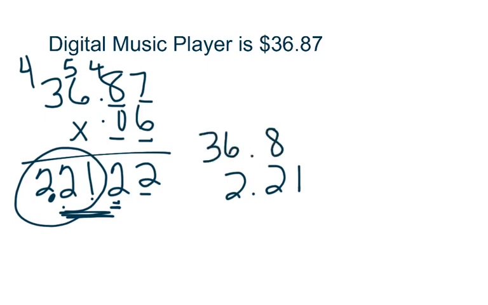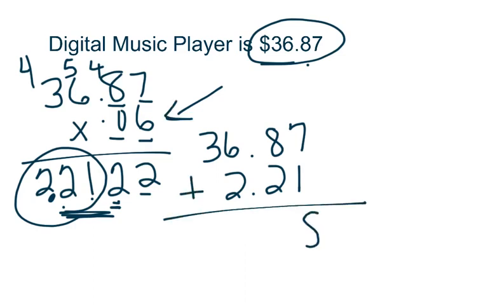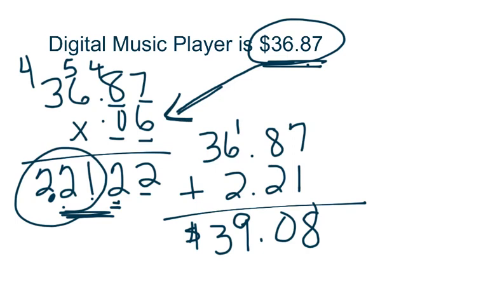So if I was to say 36.87 plus the 6% tax, how much is the total of that? Well, I'll tell you right now. Once I add this, 7 plus 1 is 8. 8 plus 2 is 10, carry the 1. 1 plus 6 is 7. 7 plus 2 is 9, and 3 plus 0. So there it is, $39.08. Okay, so the digital music player costs $36.87, but once I add the 6% tax, I have to add $2.21 to $36.87.